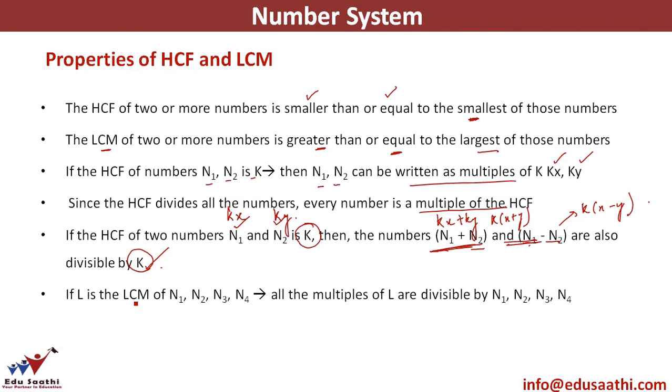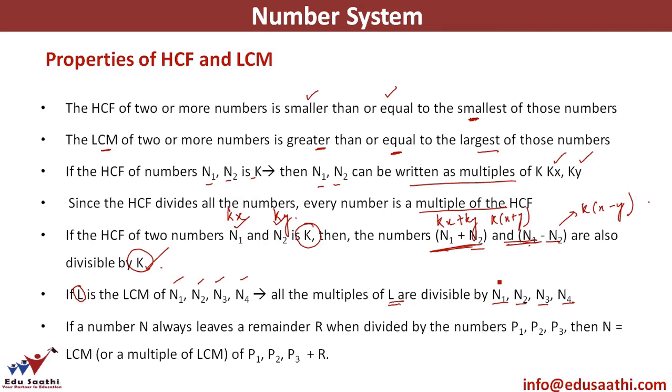If L is the LCM of four numbers n1, n2, n3, n4, then L is the smallest such number, and all the multiples of L would also be divisible by n1, n2, n3 and n4.